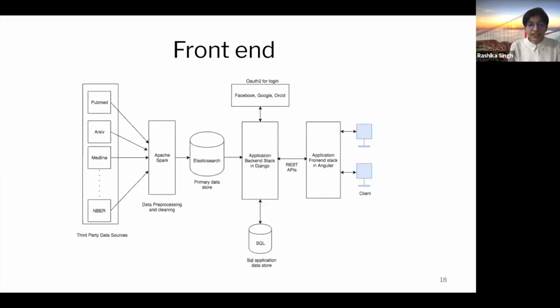As you can see in the basic structure of Eileen, the front end is in Angular, where a client can interact with the website. The backend is an application stack in Django, through which a user can log in through Facebook, Google, or connect to some external site. This interacts with the front end through REST APIs. The ingestion that I talked about previously is shown to the left, where the data from various sources is pre-processed and cleaned by Apache Spark and stored into Elasticsearch as a primary data source.